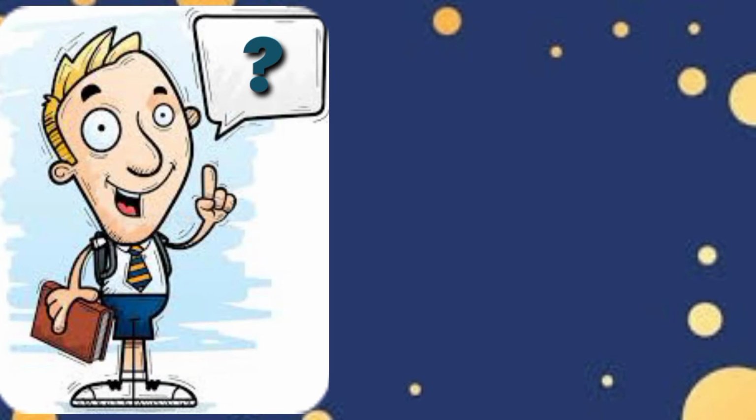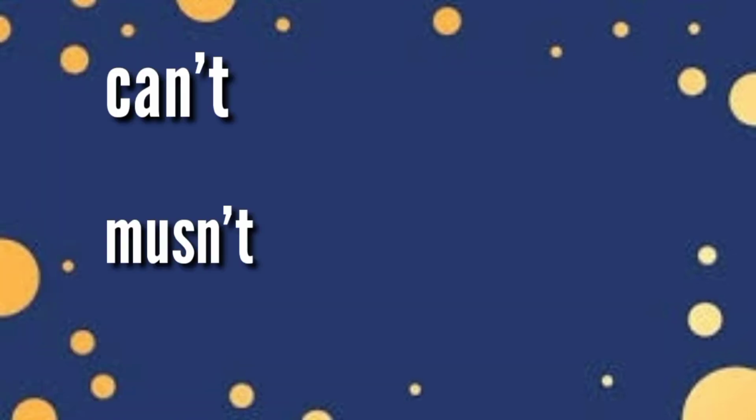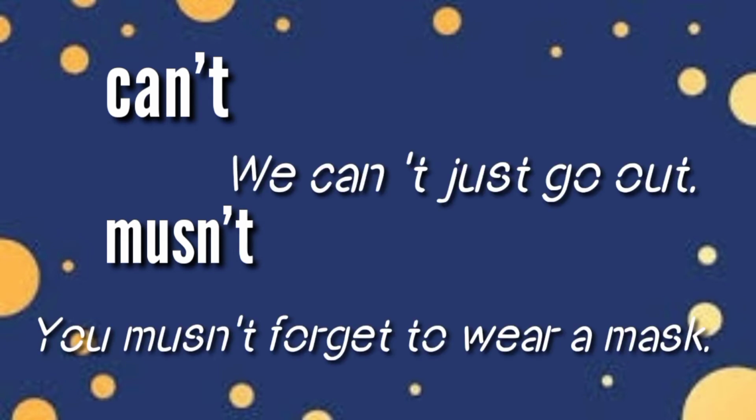How do we know if something is prohibited? What modal verb do we need to use in expressing prohibition? Can't and mustn't are used to show that something is prohibited or not allowed.